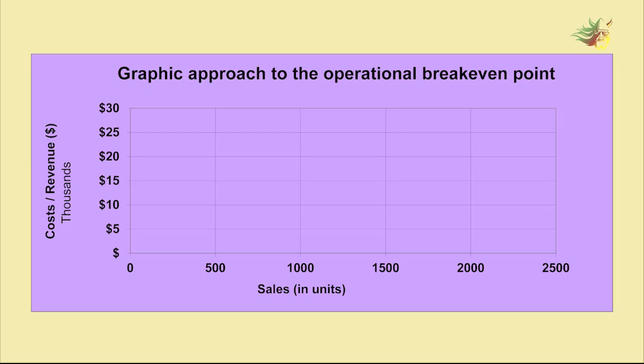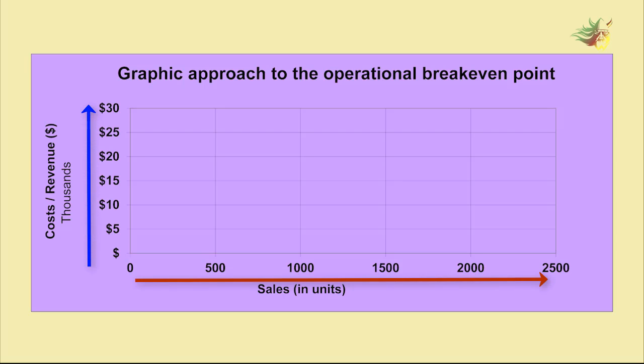Observe on the screen this Cartesian orthogonal coordinate system. On the x-axis are the sales in units. On the y-axis are the monetary variables, that is, revenue from sales and costs. This axis is in 1000 scale.